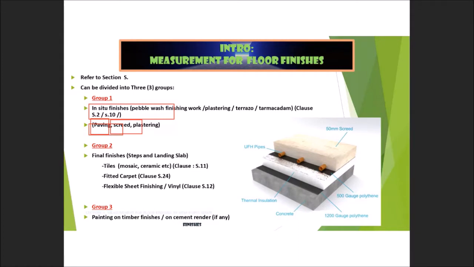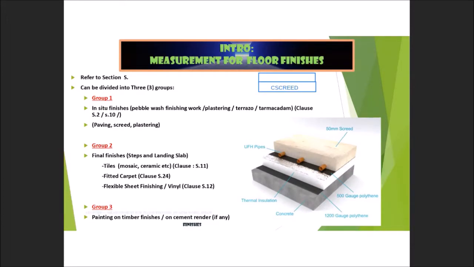And then the second grouping, we have the final finishes itself. For example, we have tiles, fitted carpeting, flexible sheet finishing. Paving or cement screed only doesn't have any. So I put here, this one doesn't have any actual finishes. When I say actual finishes, it means there are 2 layers. Let me rub this one first. There are 2 layers. This is the first layer, this is the second layer. Let's say this is your cement screed, and this one is the final finishes. This is what I mean.